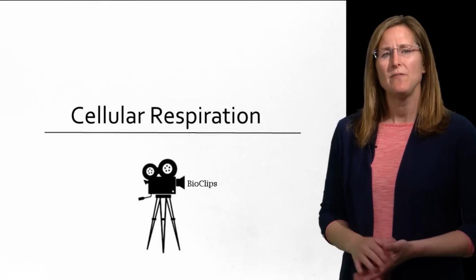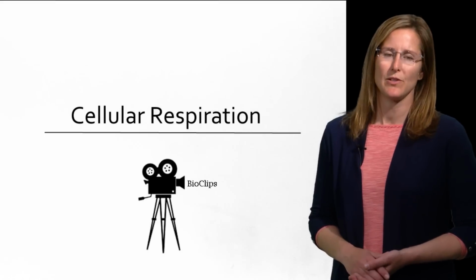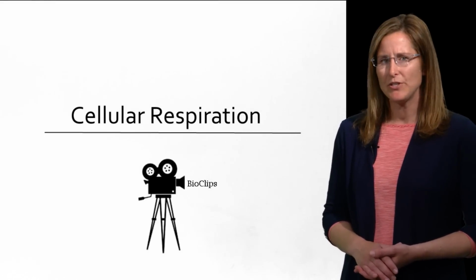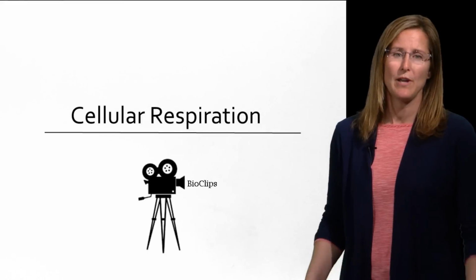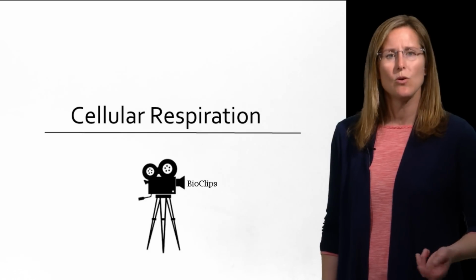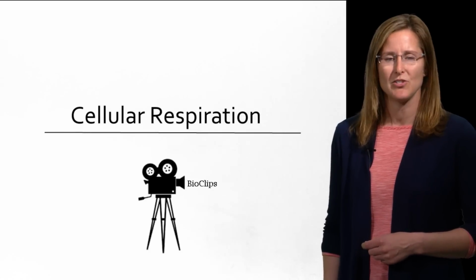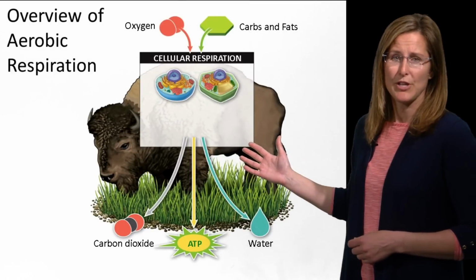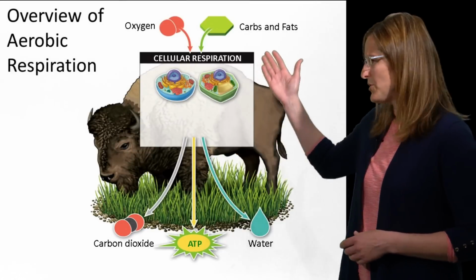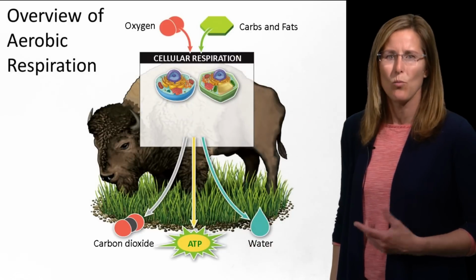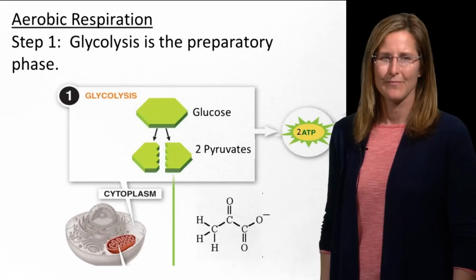Forms of life have to have a way to process energy molecules like carbohydrates and fats into ATP. Most of the species we have discovered on Earth use one of two categories for cellular respiration: aerobic, meaning with oxygen, or anaerobic, meaning without oxygen. Here's an overview of aerobic respiration. You can see that the inputs are food and oxygen, and the outputs are carbon dioxide, water, and ATP.